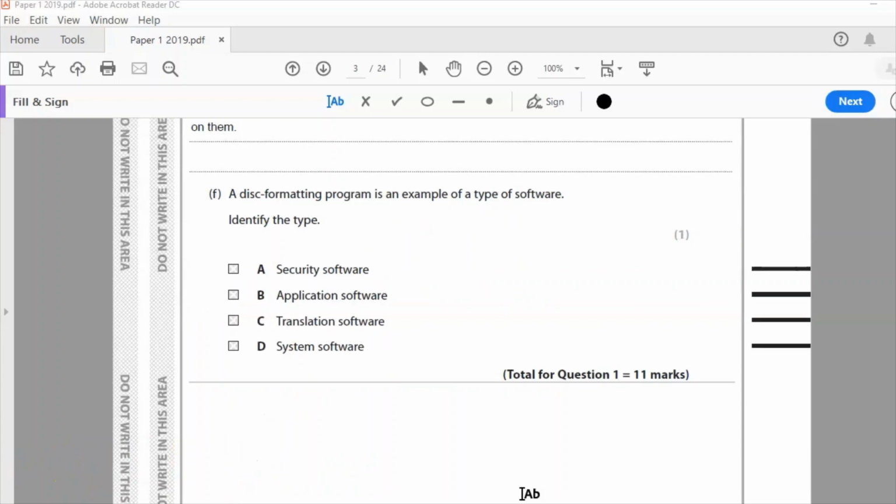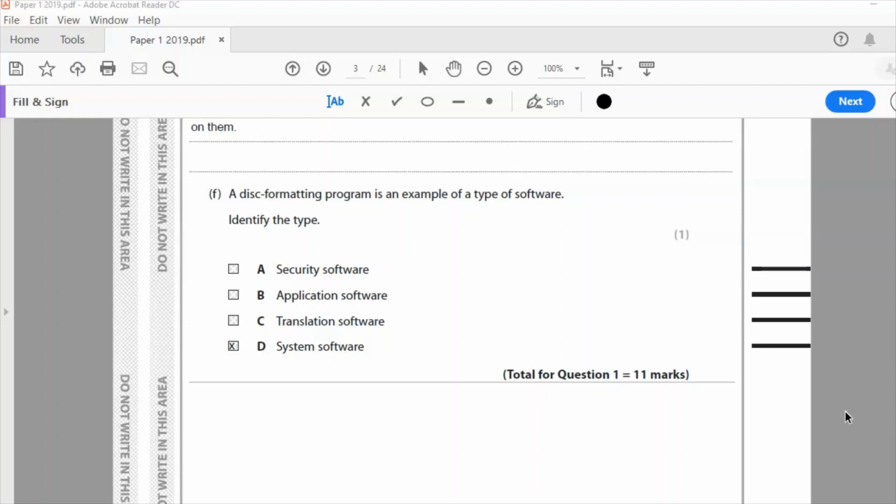Question F. A disk formatting program is an example of a type of software. Identify the type. The type of software is system software. It's not security or application software. Remember, security software is looking after the system security. Application software is something like a word processor. Translation software is maybe translating a different language into your language. So the only correct answer for that is system software.